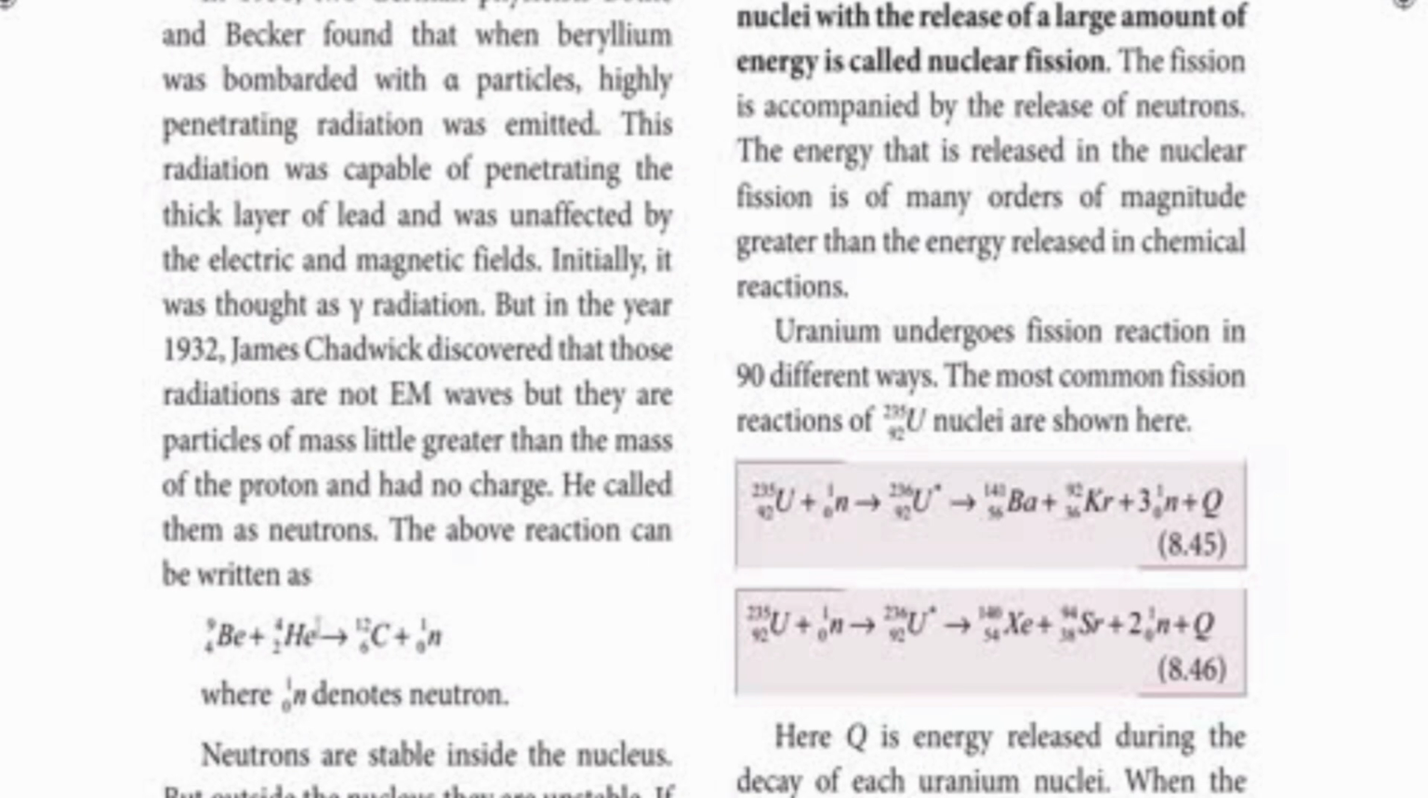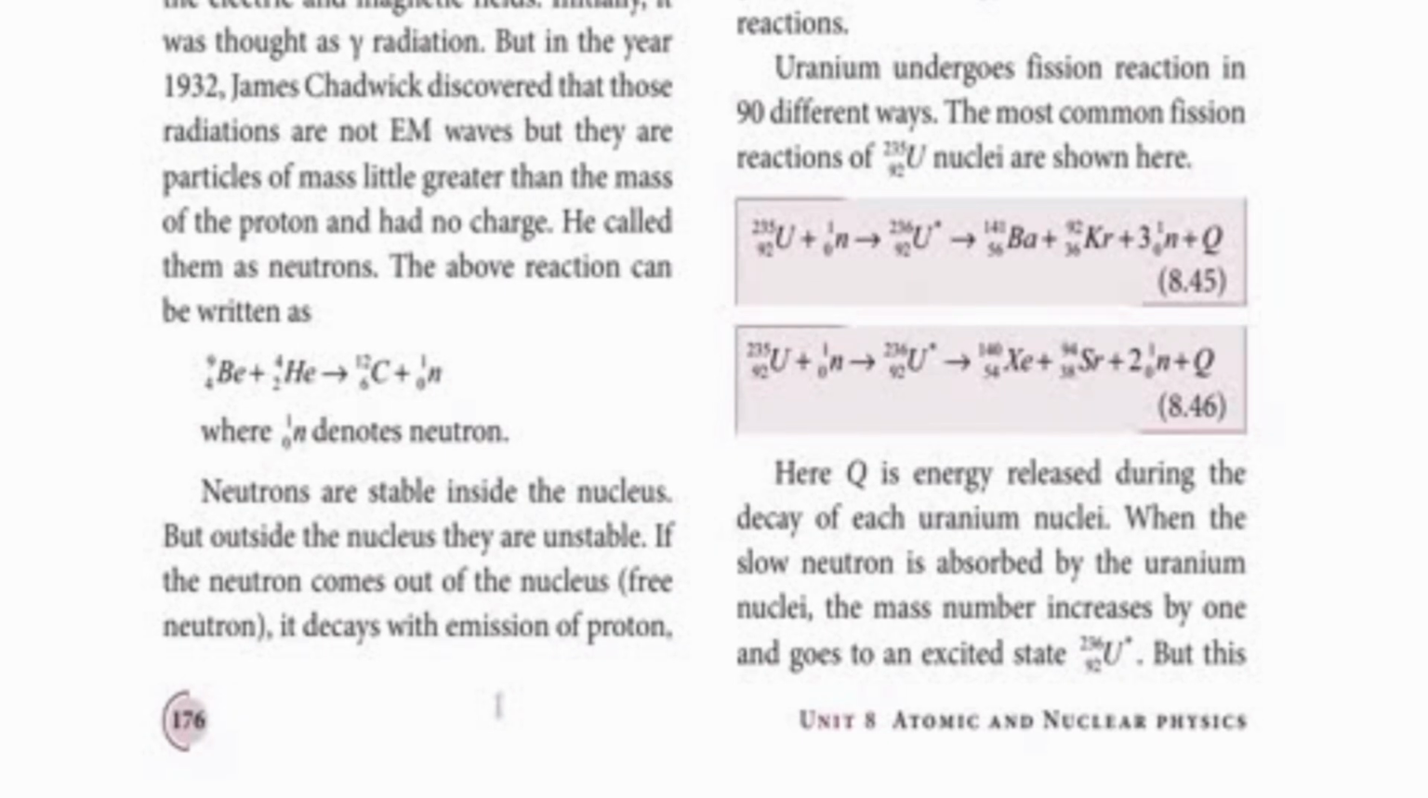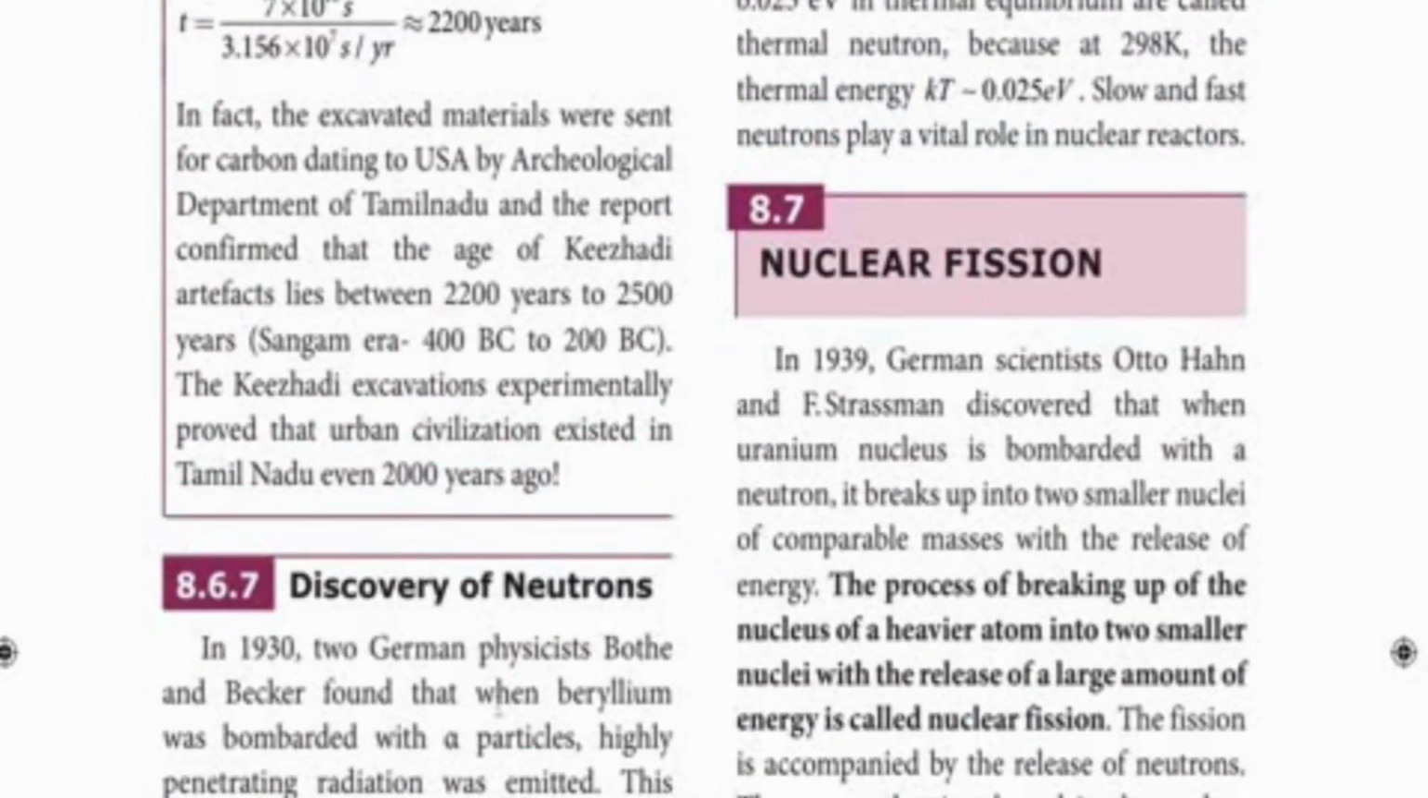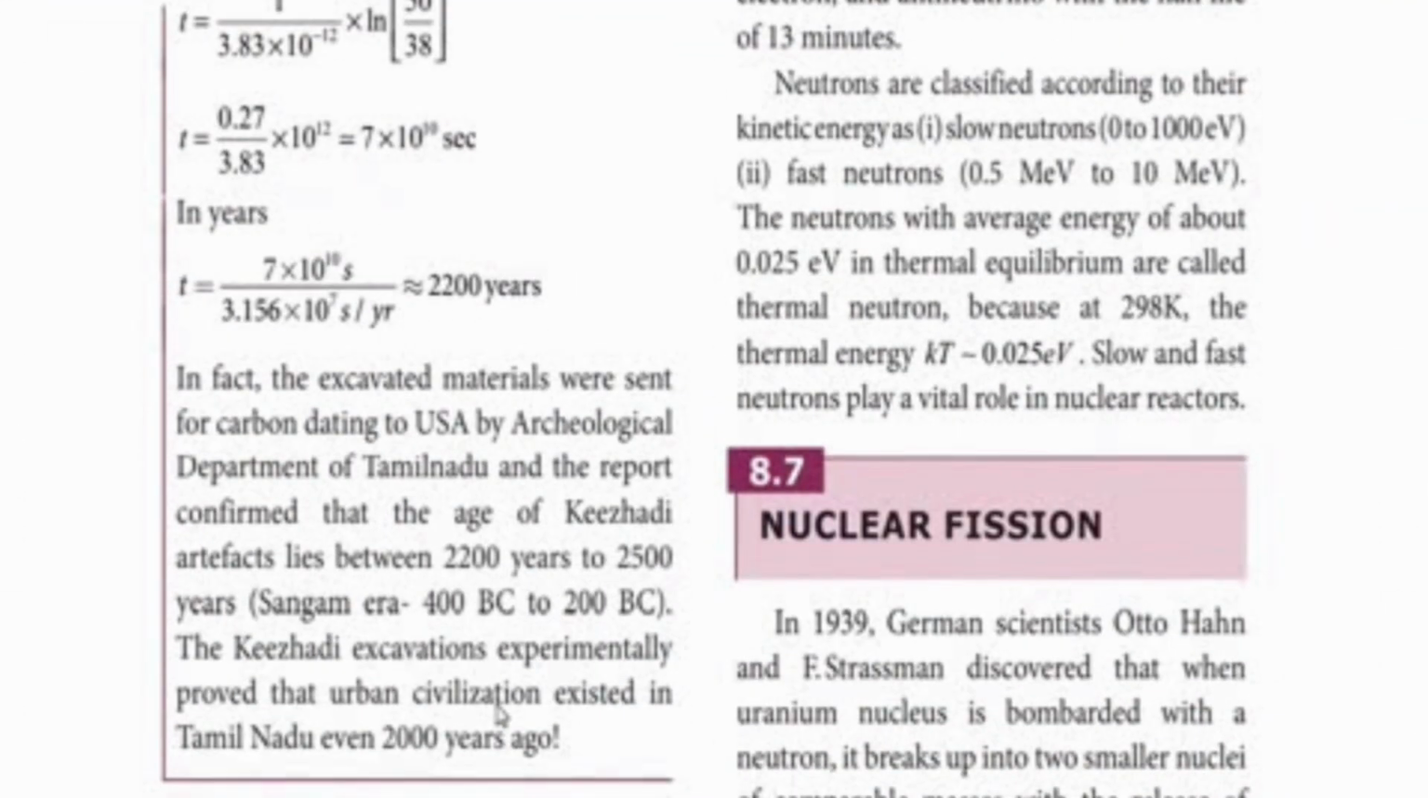So beryllium is bombarded with the alpha particle, giving carbon-12 plus 1 neutron. A neutron is stable inside the nucleus, but outside it is not stable. Its lifetime is only 13 years, after which it disintegrates. There are three types of neutrons: fast neutron, slow neutron, and thermal neutron. They are classified depending on the energy.